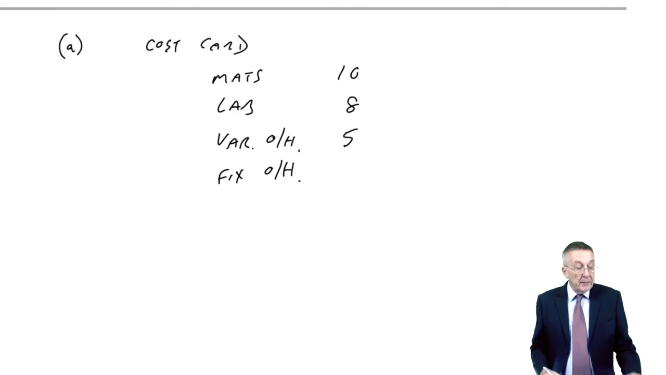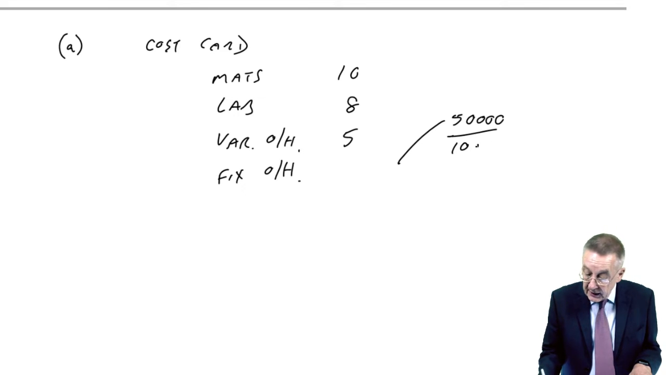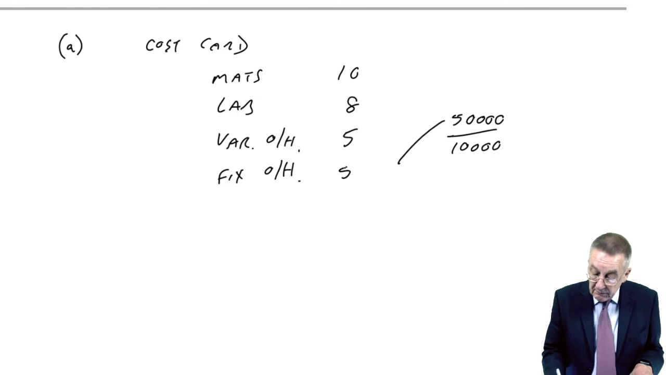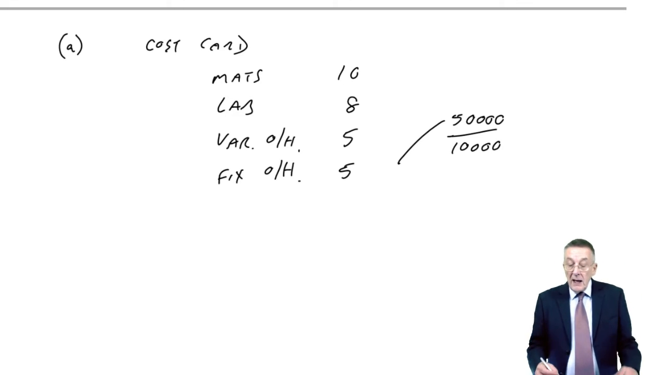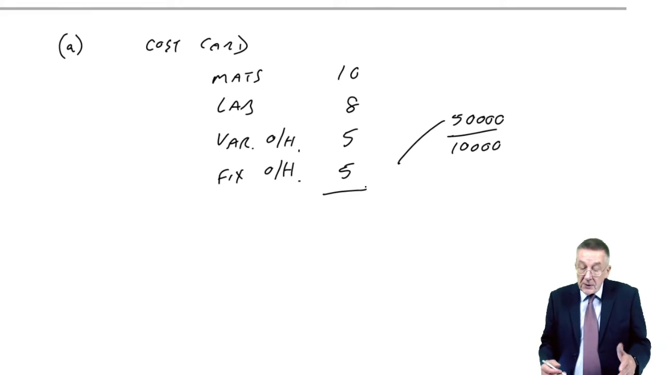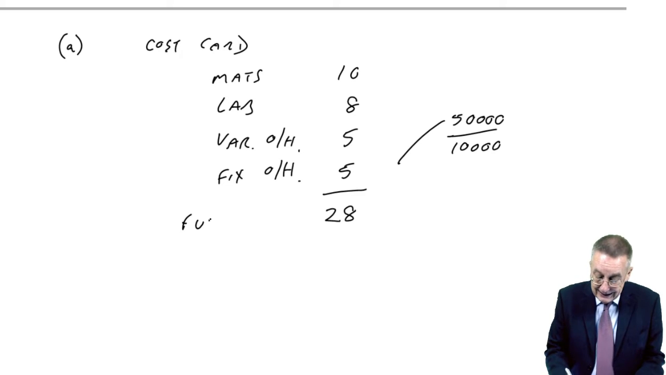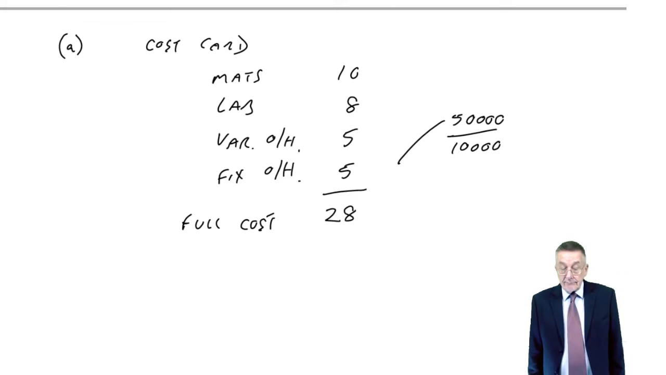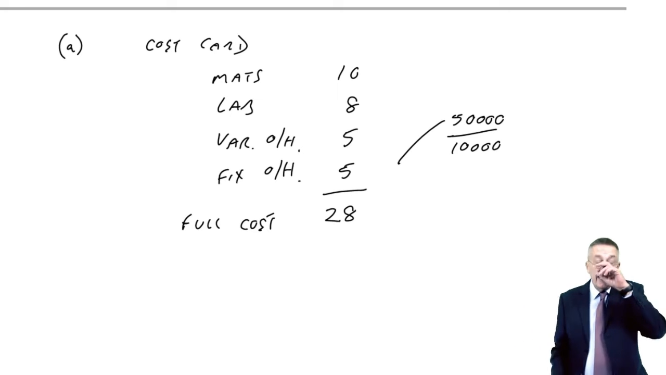And of course, we need to absorb them. To absorb them, we know that the fixed overheads are 50,000 for the year. The production is 10,000 units. And so it absorbs at $5 a unit. So the total, the full cost, the absorption cost is $28 per unit. So no problem there.